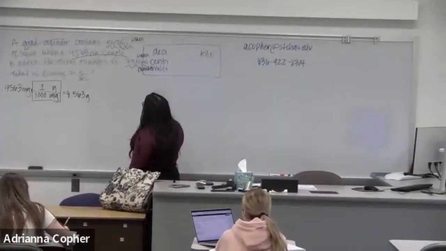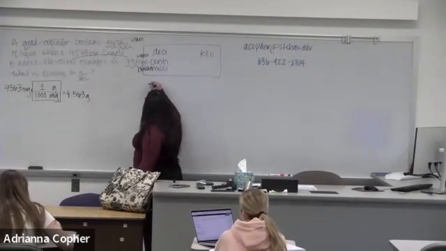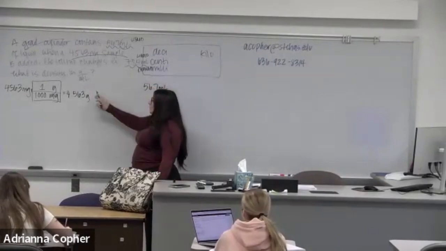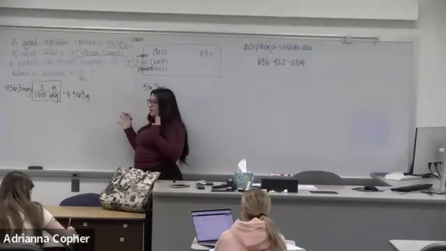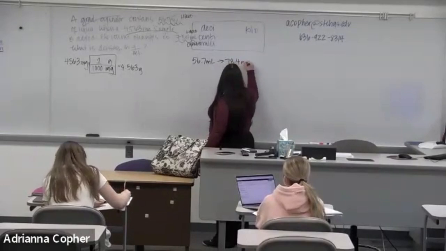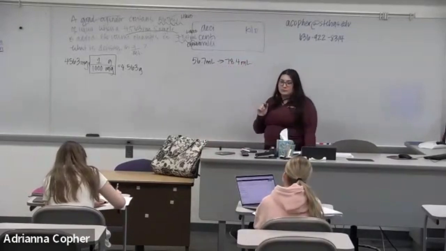Okay, now I have a cylinder of liquid. It starts off at 56.7 milliliters. Before I ask, is that the correct unit for density? Okay, so we don't have to convert that. I end up at 78.4 milliliters of liquid when I throw a rock in it. I'm gonna pretend it's a rock.